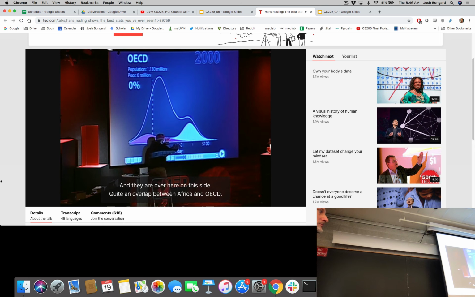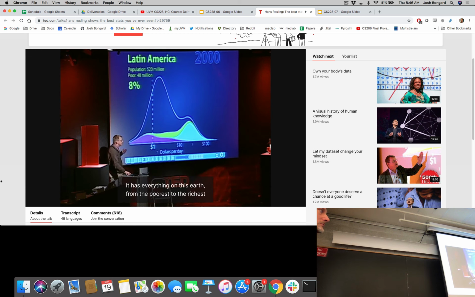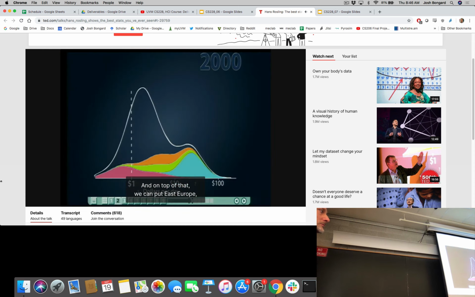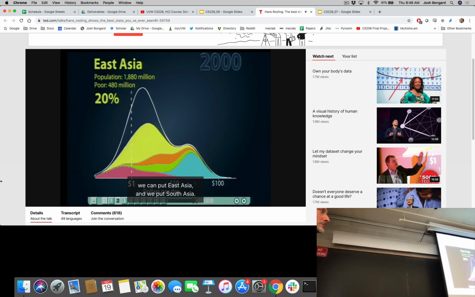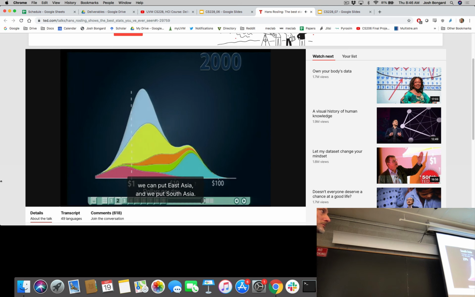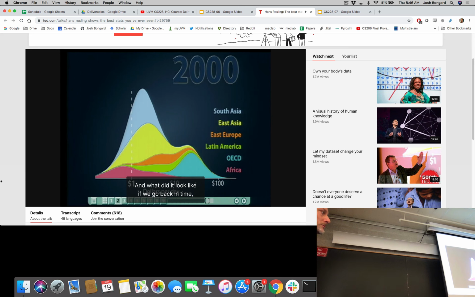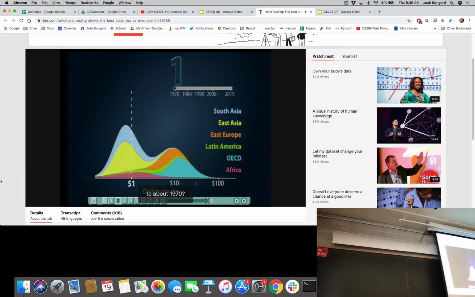And they are over here on this side, and quite an overlap between Africa and OECD. And this is Latin America. It has everything on this earth, from the poorest to the richest in Latin America. And on top of that, we can put East Europe, we can put East Asia, and we put South Asia. And how did it look if we go back in time to about 1970?